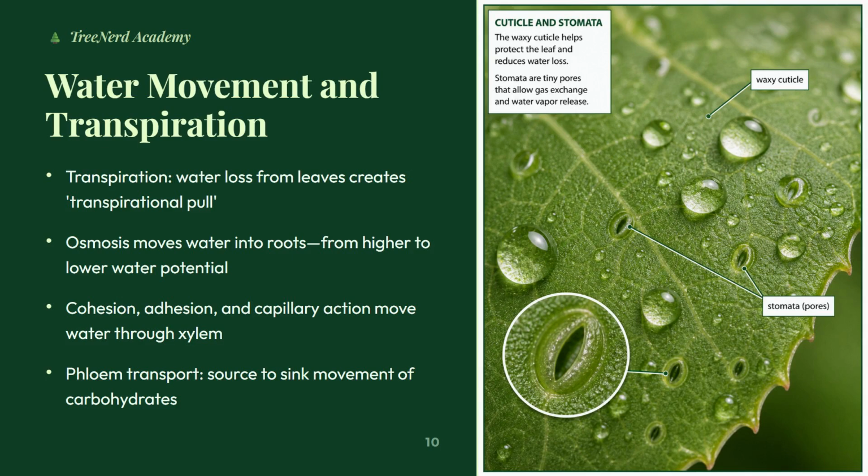Water maintains cell turgidity and transports essential elements within xylem. Transpiration creates the transpirational pull that moves water through xylem. Water enters roots through osmosis, from higher to lower water potential. If soil has high salt concentration, water can move out of roots. Phloem transport moves carbohydrates from source leaves to sinks where needed.